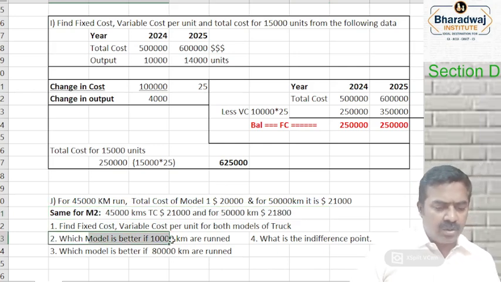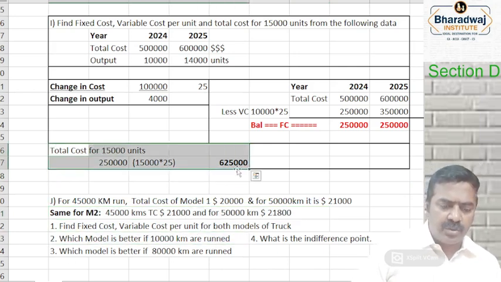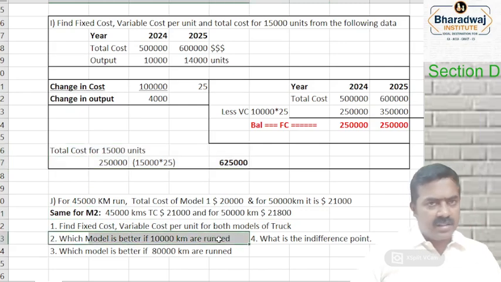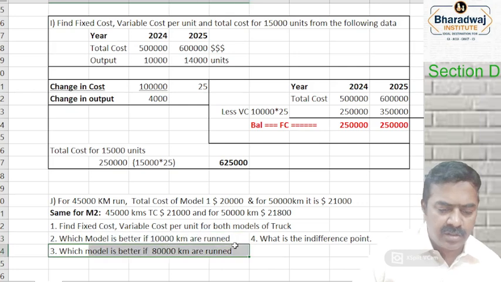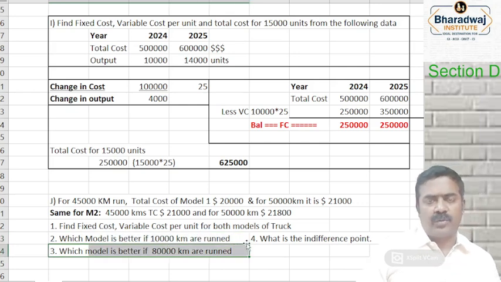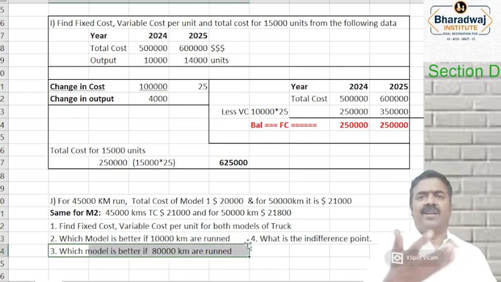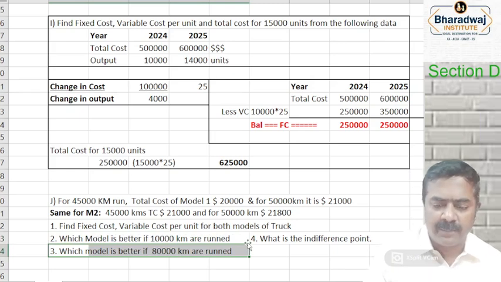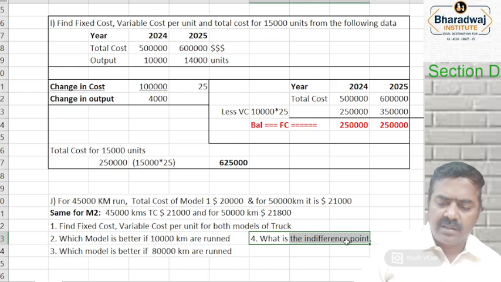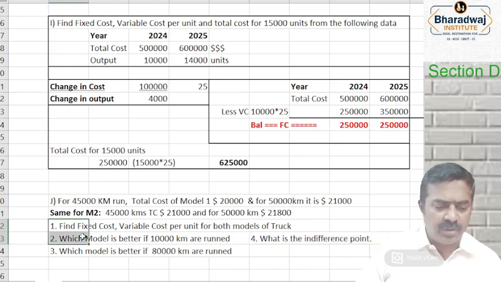Then work out cost if Model 1 of truck is used for 10,000 kilometers. Same for Model 2 for 10,000 kilometers. Work out 80,000 kilometers for Model 1 and Model 2. Wherever the cost is low, we will prefer that particular model. Indifference point, okay, I'll come to that later. First work out the three things.